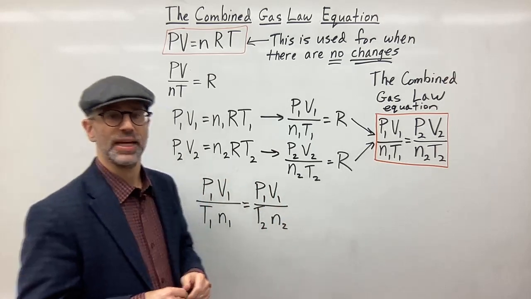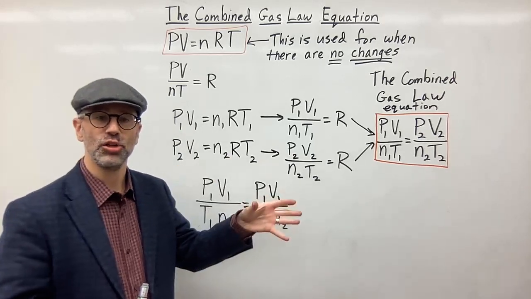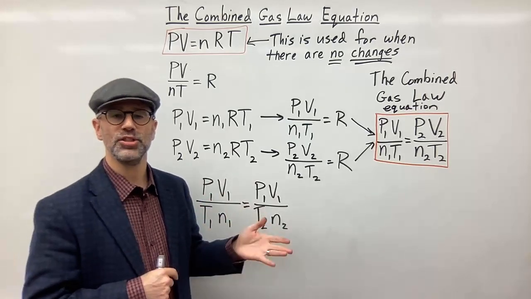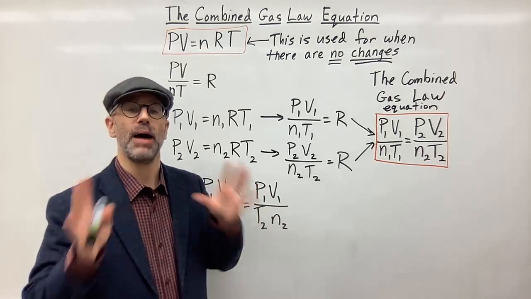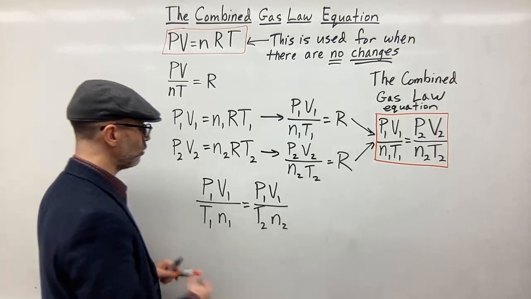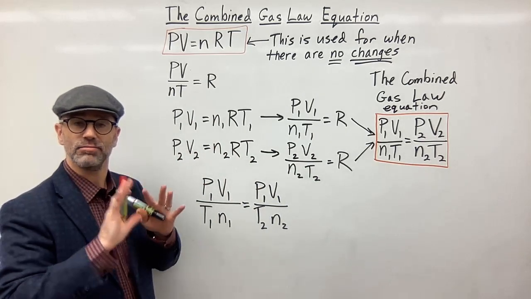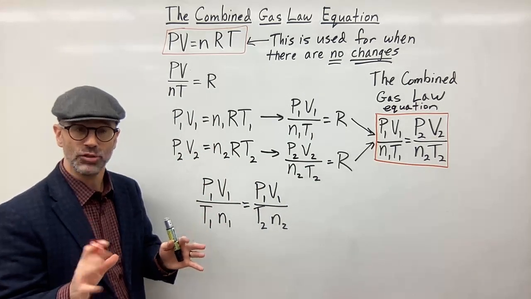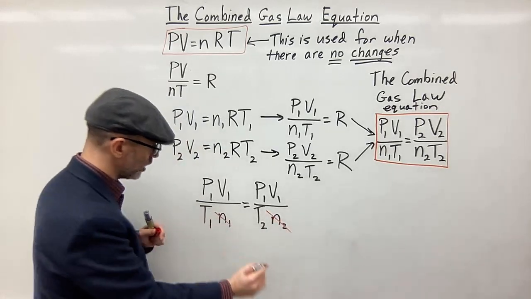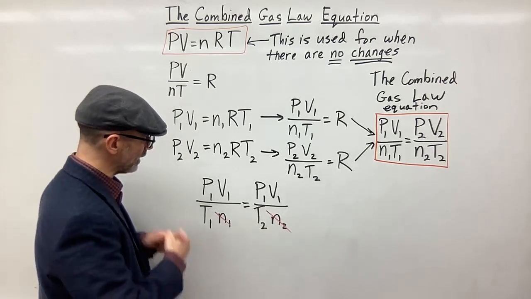So for example, let's say that I'm given a problem. They give me an initial pressure and an initial volume. But they tell me that the temperature is constant and they don't mention anything about the amount of the gas. So in that case, since they don't mention the amount of gas at all, I can eliminate that from the equation. Since they told me that temperature is constant, I can also eliminate that from the equation.